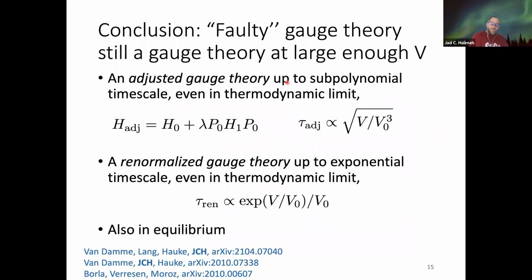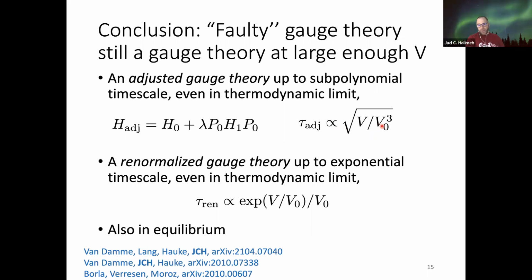So the conclusion, which we will back up with results after this slide, is that a faulty gauge theory, so a gauge theory implementation where I have these unavoidable gauge breaking terms, will still be a gauge theory at large enough V. And we will discuss exactly what large enough means. We see two emergent gauge theories using the protection term GJ squared, and what we call an adjusted gauge theory up to a subpolynomial or fractional time scale, which we call tau adjusted, proportional to the square root of V over V naught cubed.